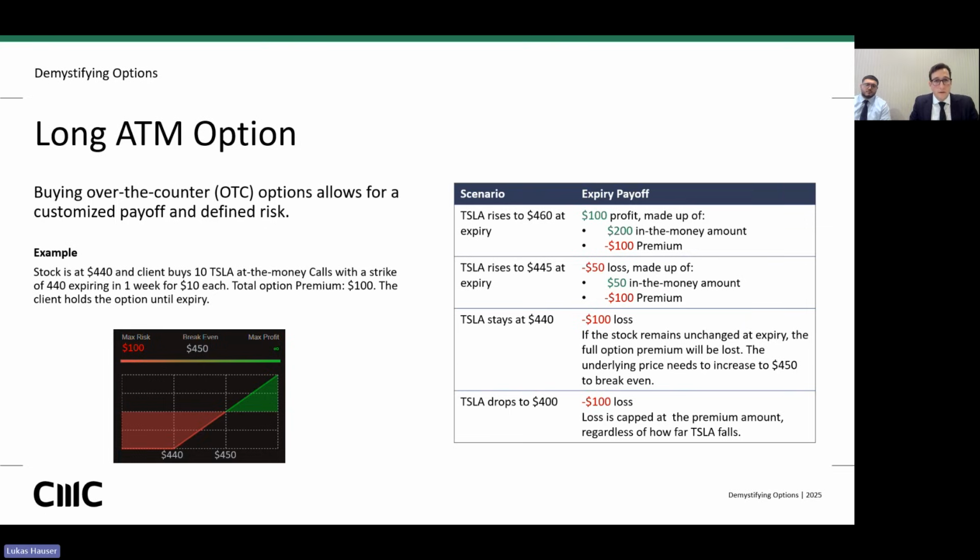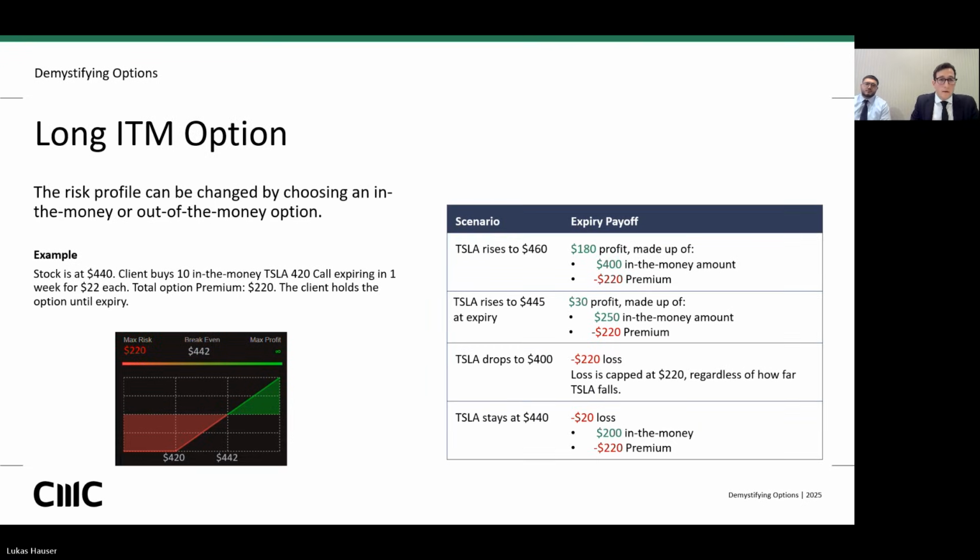And we can change the risk profile and customize the payoff by choosing a different strike, choosing a different expiry, etc. So let's look at how an in the money option would look like. Here we choose an in the money option where the stock again is at 440 to start with, but with a strike of $420, that will be in the money. And because it's in the money, we would have to pay a higher premium. Here it would be $22 per unit, which results in a total premium paid of $220.